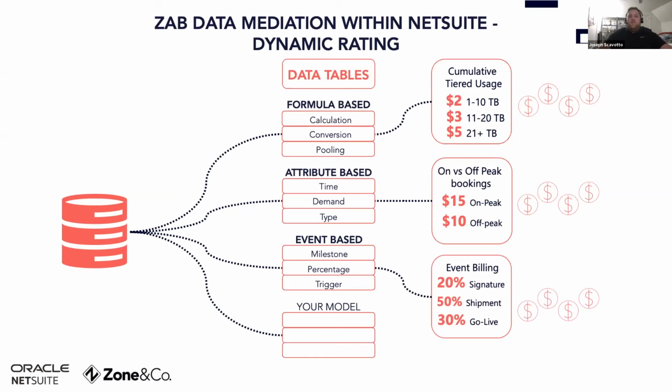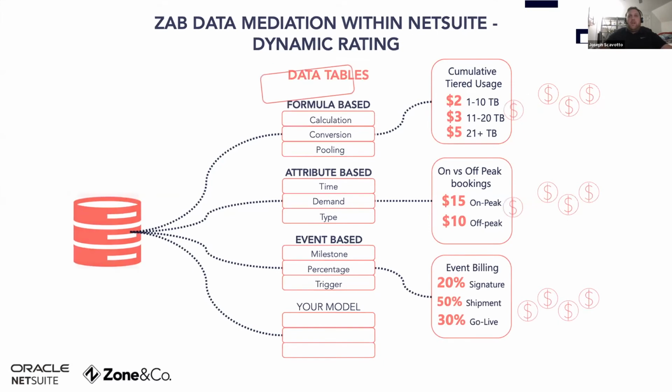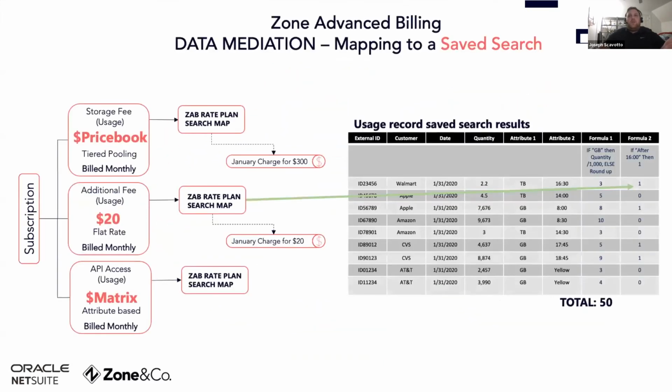All right. So let's take another level deeper into data mediation. What I wanted to do is actually call out this table for just a second. Inside of here, we have a typical usage table that we want to look at. You can see we have information such as external ID, customer, but then we have attribute 1 and attribute 2. I just want to focus on attribute 2 for just a second. Think of attribute 2 as ultimately the time of day. So in this case, we have 1630, 1400. So what time of day did an individual event occur?